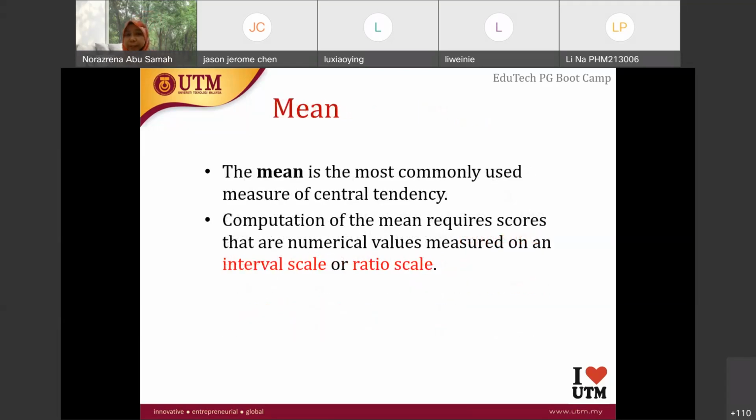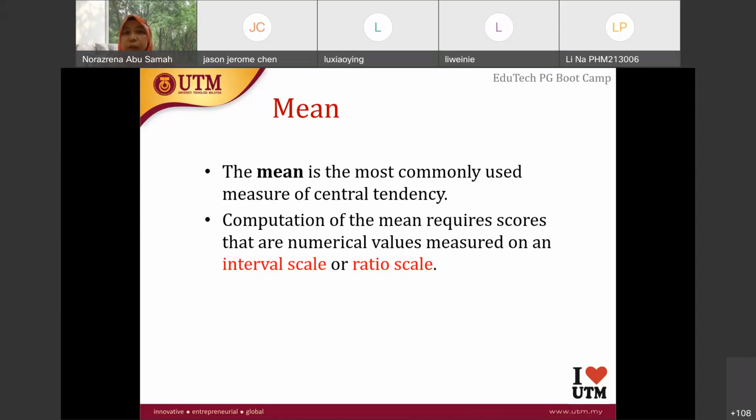The first one is the mean. You know it, right? We call it mean or average. In statistics we call it mean, but in our daily life we call it average. The mean is the most commonly used measure of central tendency. Computation of the mean requires scores that are numerical values measured on an interval scale or ratio scale. Please pay attention to this.